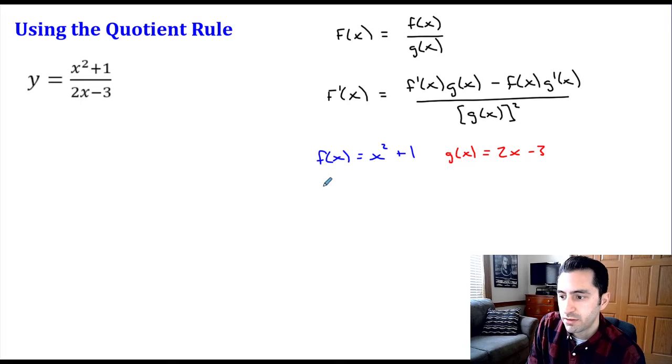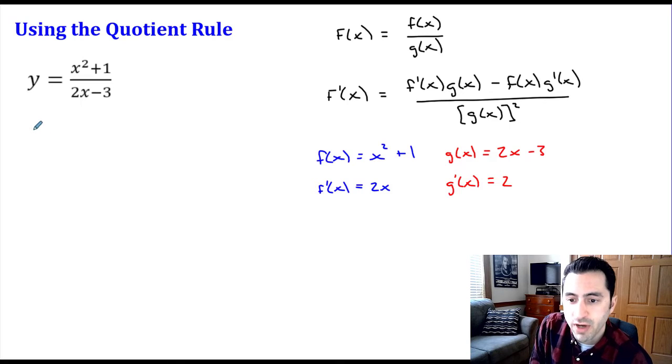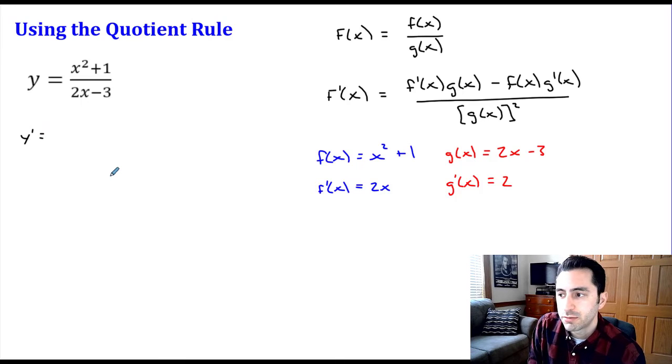And while we're looking at this, why don't we find the derivative of each of these right away? So using a combination of our rules, the derivative of x squared plus 1: the derivative of x squared is 2x, the derivative of a constant is just 0. And then for g of x, using our power rule, the derivative is just 2. So now we can go back and let's find y prime, the derivative of this function.